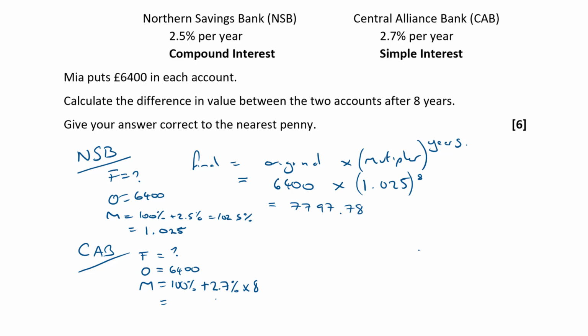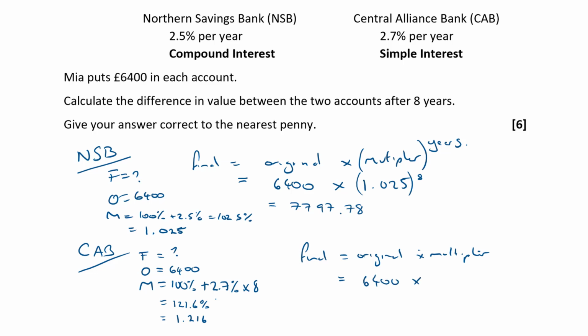So add that to 100% is 121.6%, which as a multiplier is going to be 1.216. Okay, and then final amount, it's just going to be my original amount times my multiplier. Don't have to compound it this time, so I'm not raising it to a power, and I've already applied it 8 times.